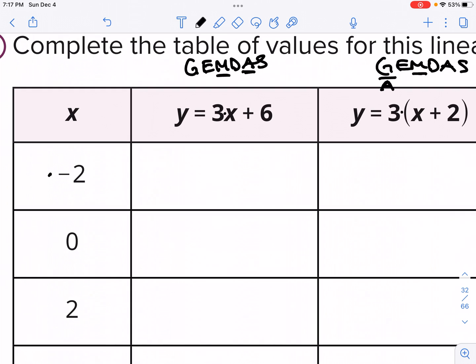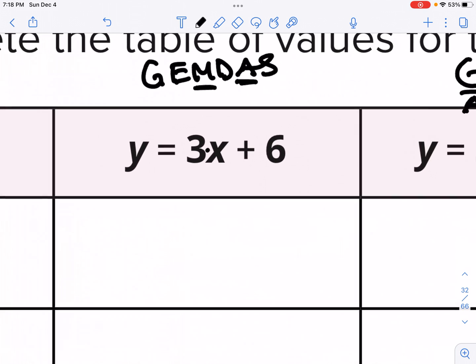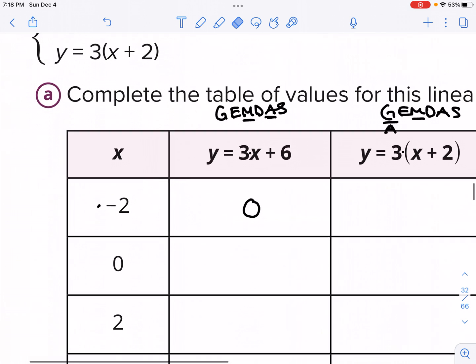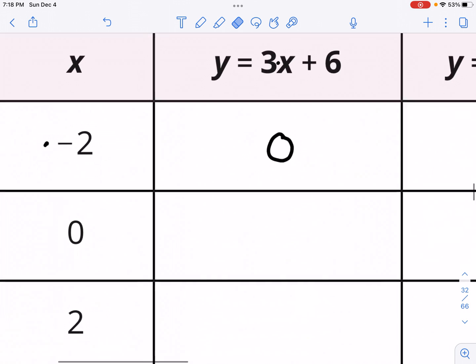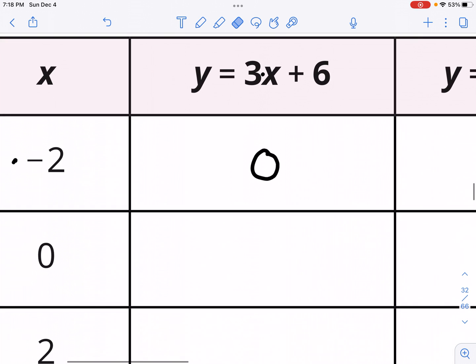That is -2. So -2 here, -2 times 3 is -6. And then after that, I add -6 plus 6. -6 plus 6 is 0. If you take away 6 and then add 6, that is 0. And then let's go to the next one, 0. If I plug a 0 in here, 3 times 0 is 0, and 0 plus 6 is 6.